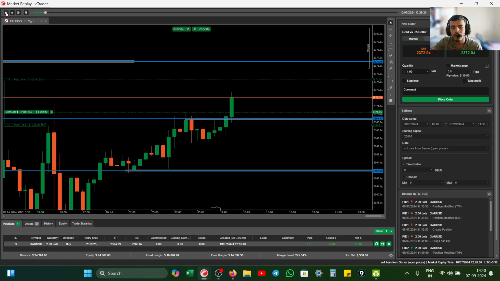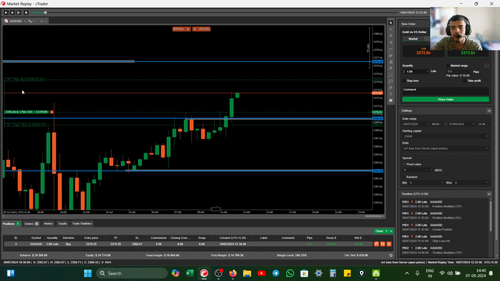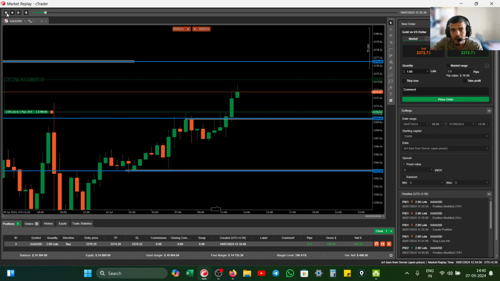We have to wait for this candle to close. It's around, yeah. So we can move our stops to break even. We are currently at like 23 pips in profit, so we are okay. This candle hasn't made any low, so there's a probability that this candle might turn bearish. So we'll see.